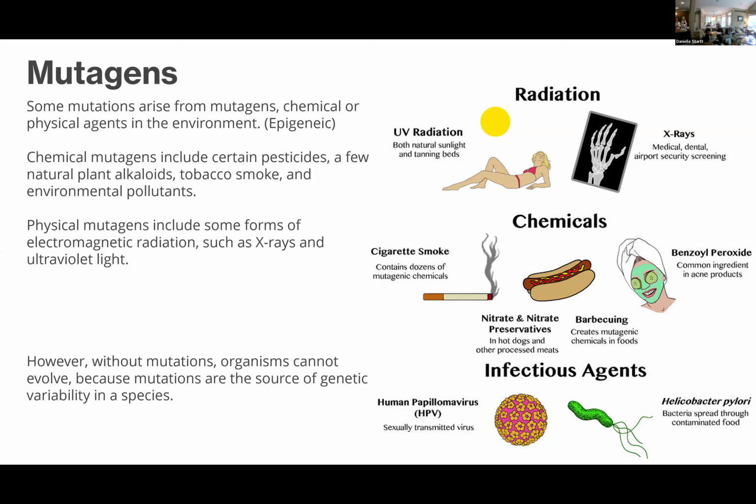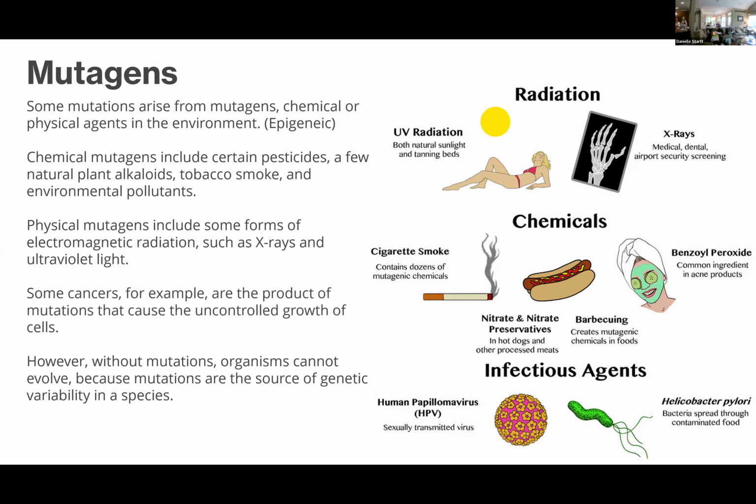However, without mutations, organisms cannot evolve because mutations are a source of genetic variability in species. And as we talked about, some cancers are going to be a result of certain mutagens. All right, and then the condition in which an organism has extra sets of chromosomes is called polyploidy. What's an example of that where you have an extra chromosome?